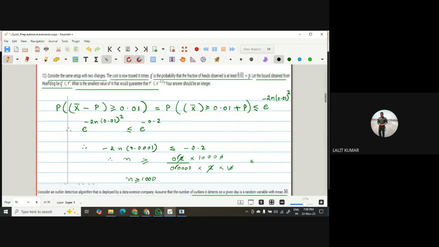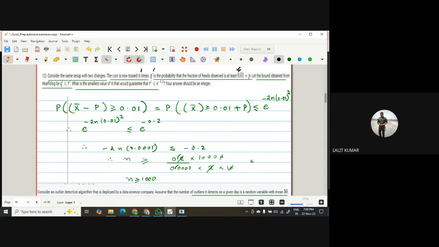Now, consider the same setup with two changes. The coin is now tossed n times. Q dash is the probability that the fraction of heads observed is at least 0.01. So here they have changed the value of t, 0.01 plus p. Let the bound obtained from Hoeffding be Q dash less than or equal to R dash. What is the smallest value of n that would guarantee that R dash is less than or equal to e to the power minus 0.2?